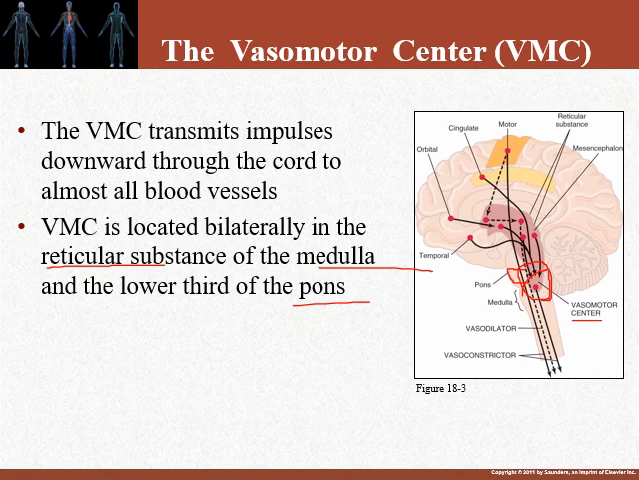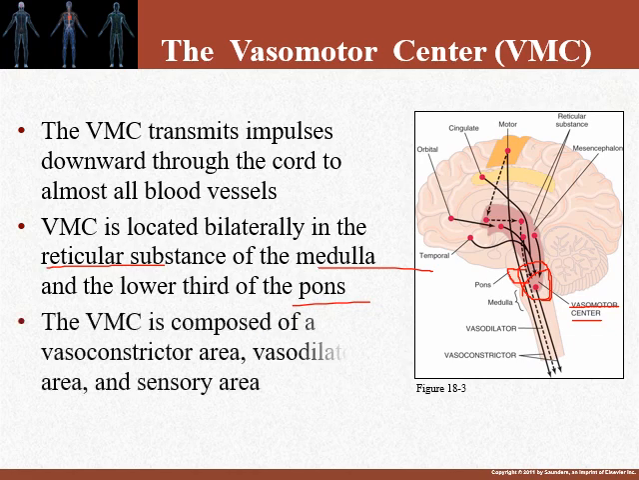So this is the center that regulates the vascular tone. That's why it's called the vasomotor center. If we look at the composition of the vasomotor center, it's actually composed of a vasoconstrictor area, a vasodilator area, and a sensory area. Okay, so these represent the nuclei that send the impulses, which vary.